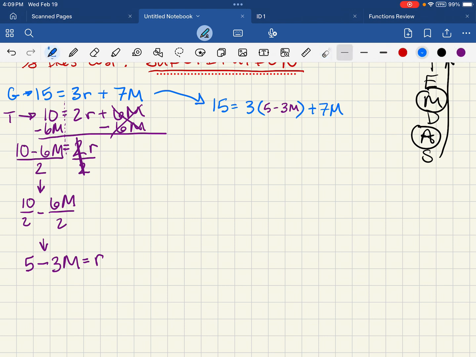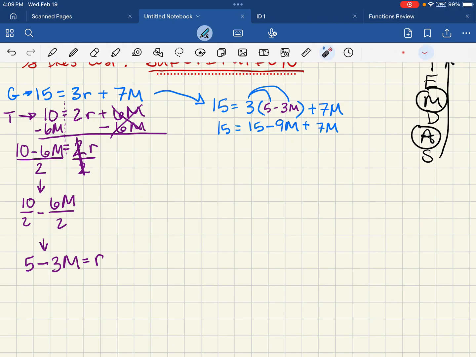Alrighty, let's solve this baby out. Since I have parentheses, the first thing I want to do to get rid of them is the distributive property. We've been calling it the Santa hat property. Both are fine. So 3 times 5 is 15, minus 3 times negative 3 is 9M, plus 7M, and I'm just going to drop down everything else.